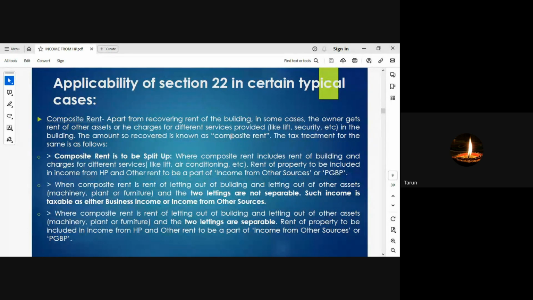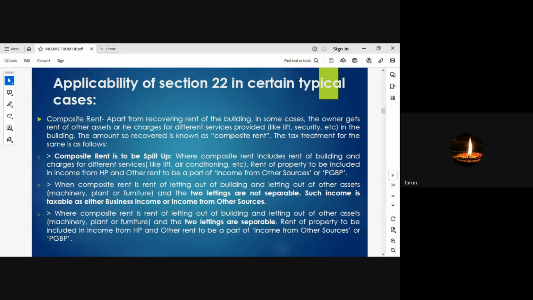Next is when the composite rent is rent of letting out of building and assets like plant, machinery, furniture, and such lettings are separable. You can easily segregate such rent from building and from other assets. That means such rent will be taxable under the head income from other sources.